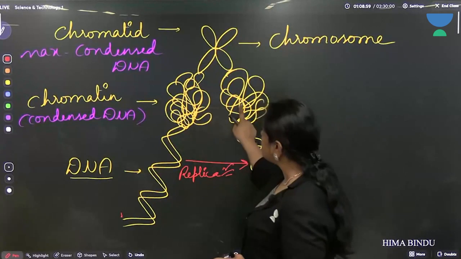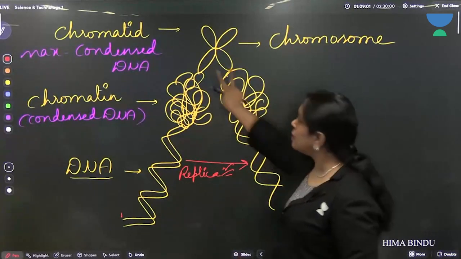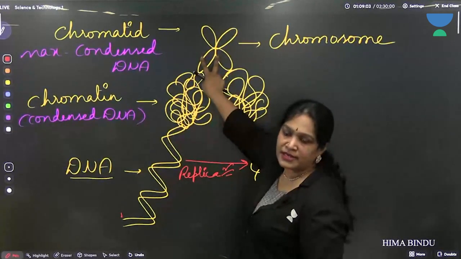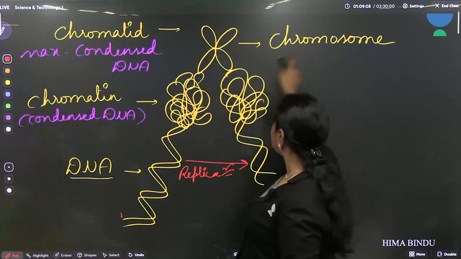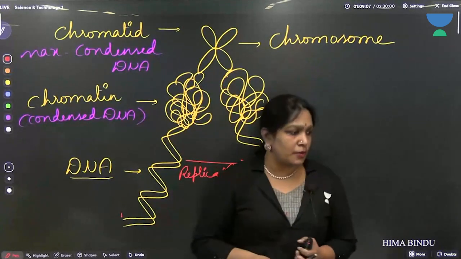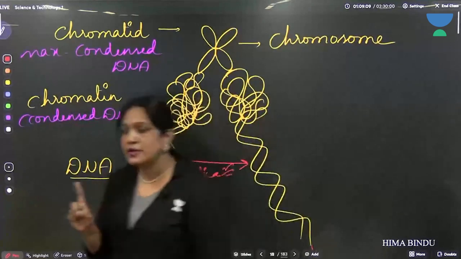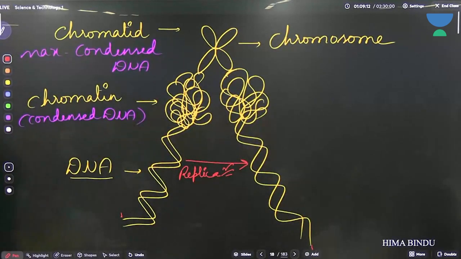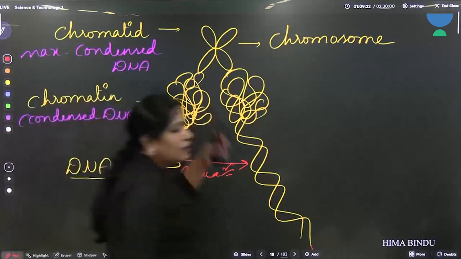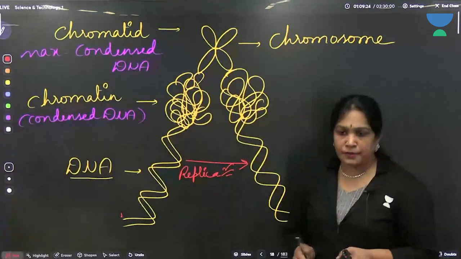2 DNAs formed 2 chromatins. 2 chromatins formed 2 chromatids. Both chromatids together is called one chromosome. So one chromosome will have 2 chromatids. Means one chromosome will have 2 DNA molecules. Is it clear? One chromosome will have 2 DNA molecules. Clear till now? Okay, this is one chromosome.